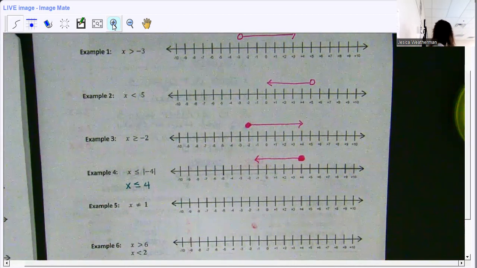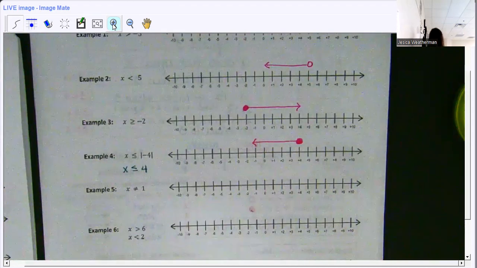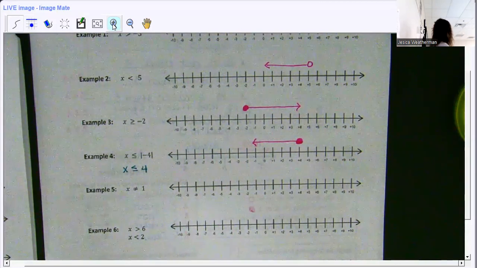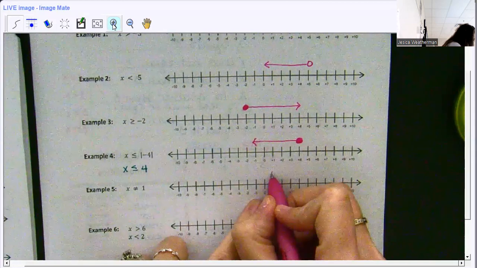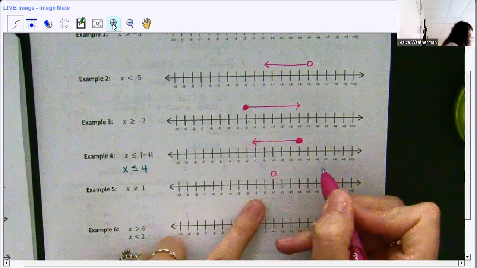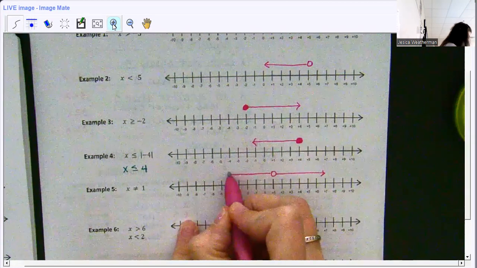All right. Now we're looking at number 5. Number 5 is weird. Basically, it says X is not equal to 1. That means X could be any number except 1. So does anyone have any idea how we would graph this? Open circle above 1, yes. Yes, arrows going in both directions. Good.